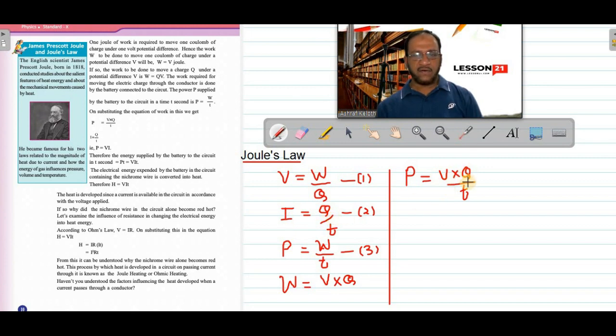But here in equation number 2, you can see I is equal to Q by T. And here also we have Q by T. So this Q by T, instead of this Q by T, I can substitute what? I is equal to Q by T. So the equation becomes P is equal to V into I. Voltage into current is equal to power. See this equation, power P is equal to voltage into current.